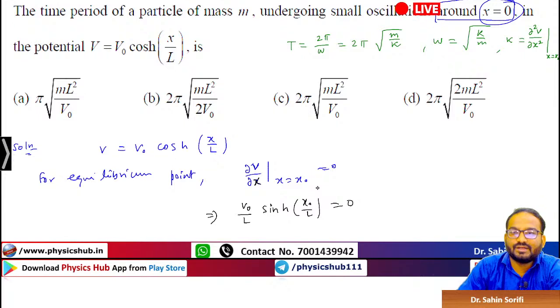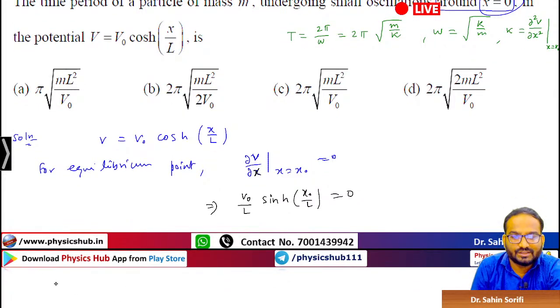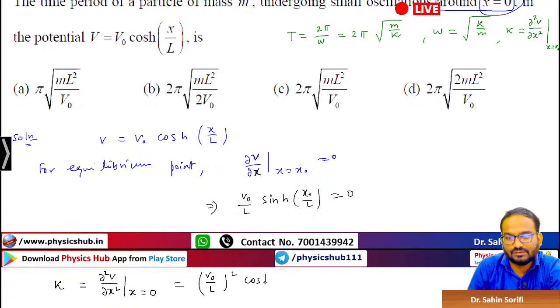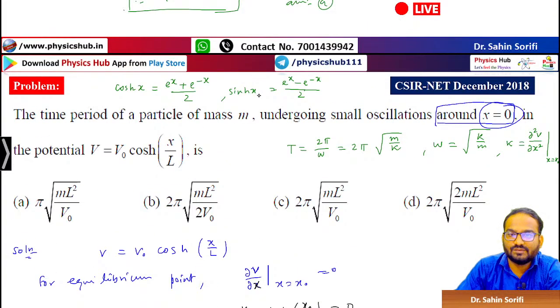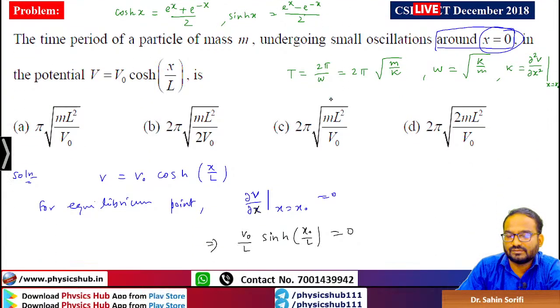Now we need to find out k. k is equal to del square V by del x square at x equals x0. Here it is 0. We have taken the derivative with respect to x once, so this will be V naught upon L whole square. The derivative of sin hyperbolic is cos hyperbolic x naught by L. There will be no negative sign. In hyperbolic, if you take the derivative of sin hyperbolic, say e to the plus x minus e to the power minus x by 2, it gives only plus cos hyperbolic x. There will be no minus sign. You can do it.